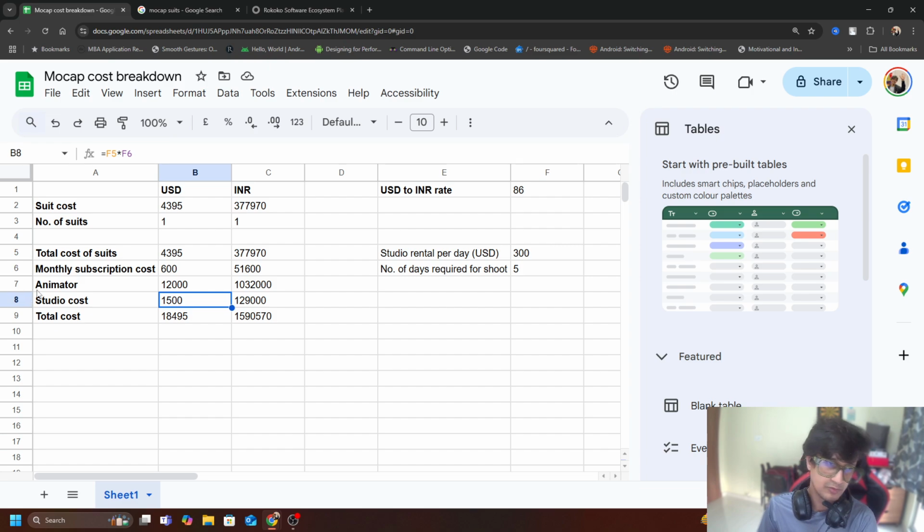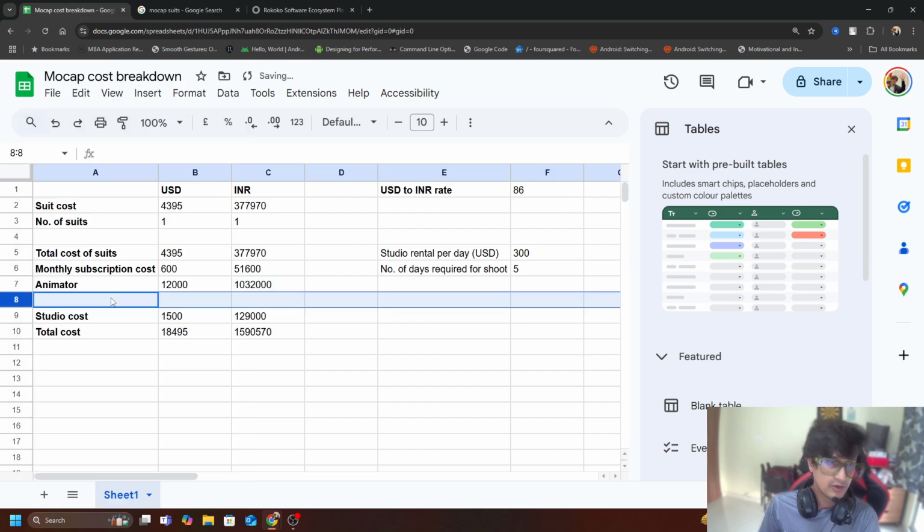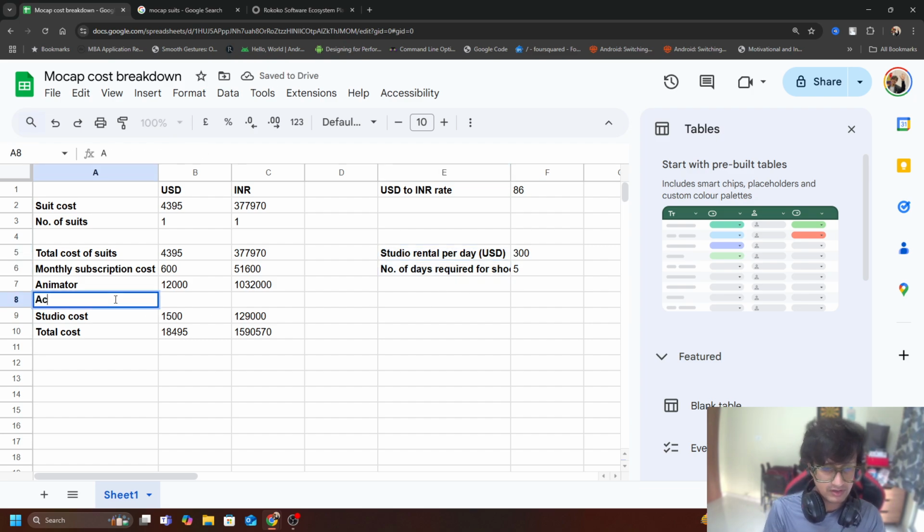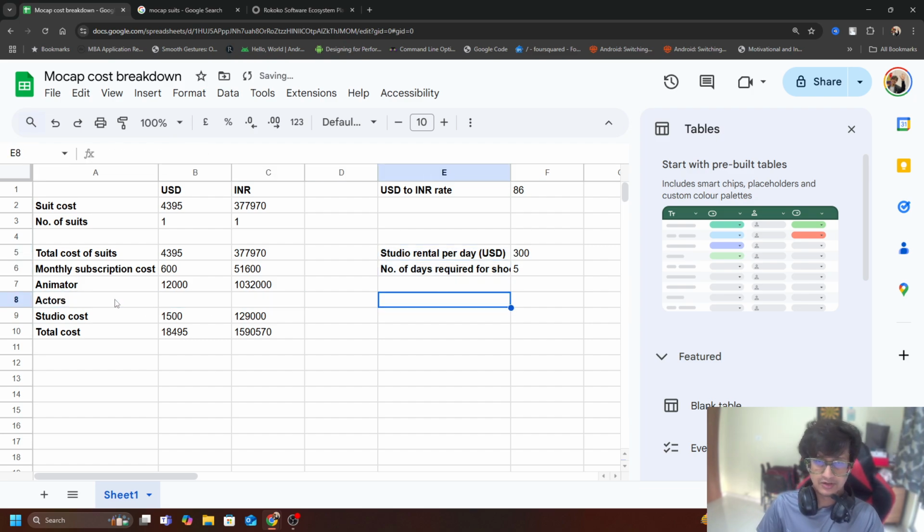okay, and that is going to be about 1.29 lakh rupees. Now, of course, if you are getting a studio, then you also need actors, right? Let's assume bare minimum cost of those actors as well, okay? Actor cost per day USD.